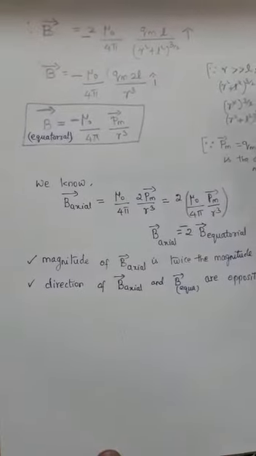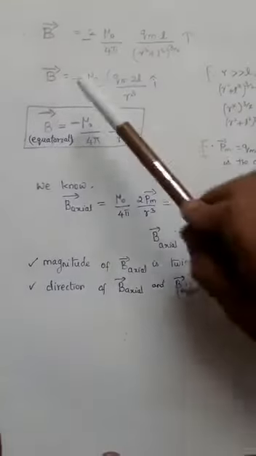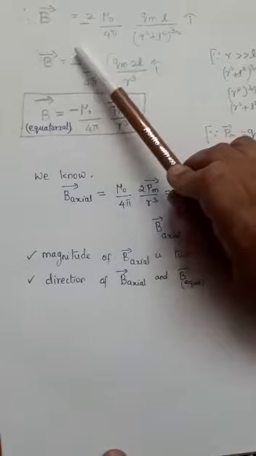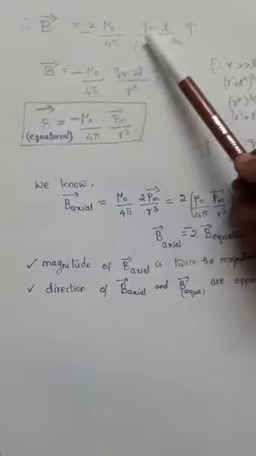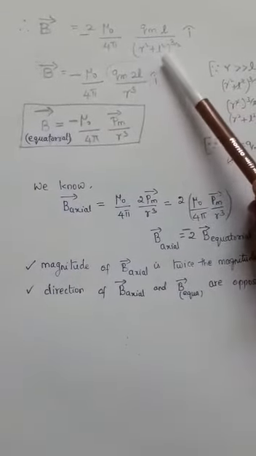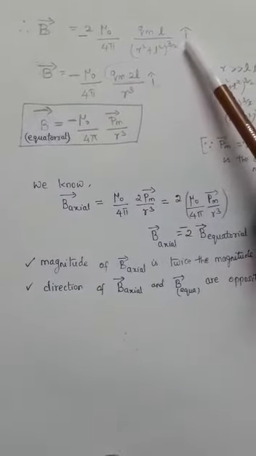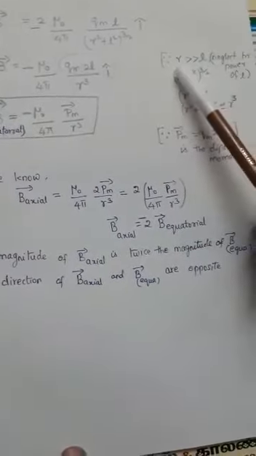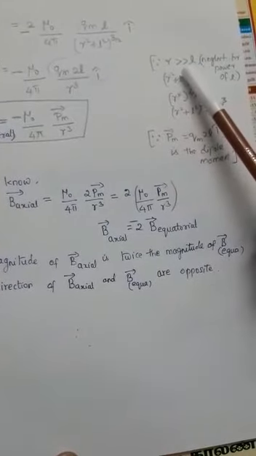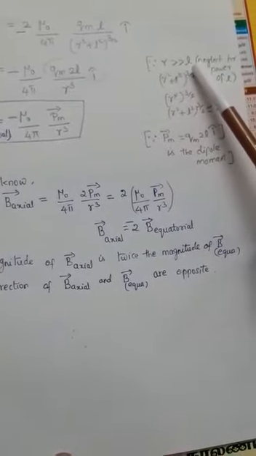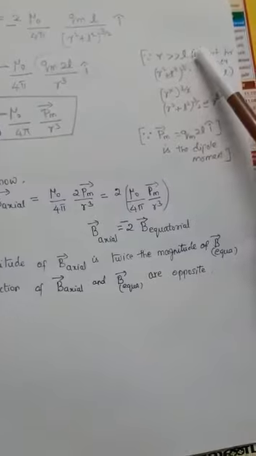Now for further simplification, B vector is equal to minus 2 mu naught by 4 pi Qm L by r square plus L square power 3 by 2 I cap. Now you know that the value of r is very much greater than L, that is, L is very small. So you can neglect the value of L.